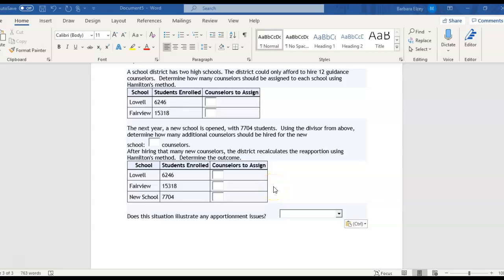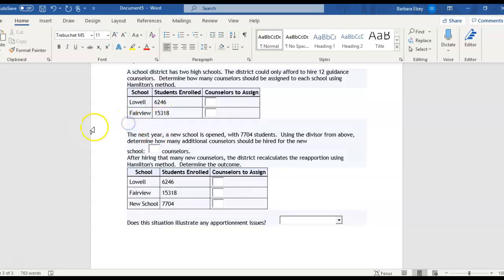All right, so let's look at one last example. A school district has 2 high schools. The district could only afford to hire 12 guidance counselors. We want to determine how many counselors should be assigned to each school using Hamilton's method. So again, we're going to use Hamilton, and I will put a nice table in here for us to do that.